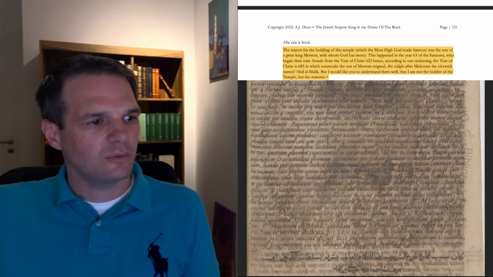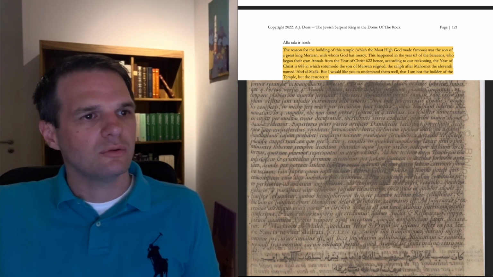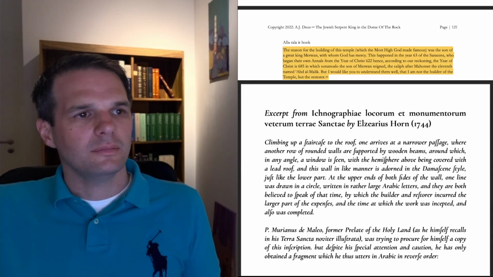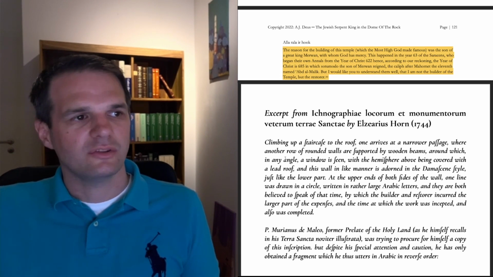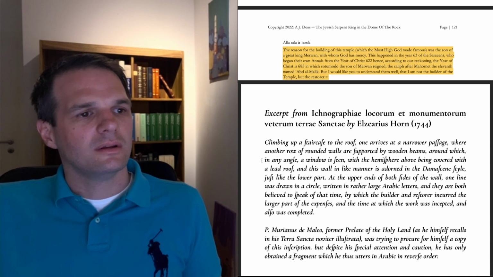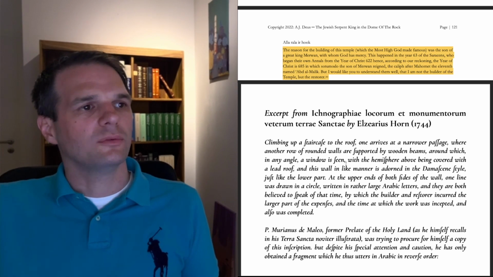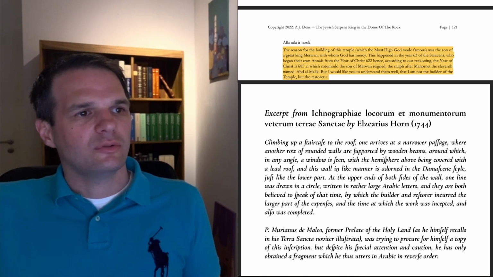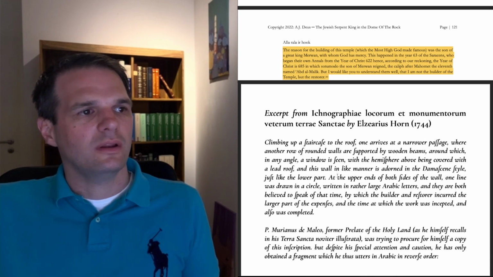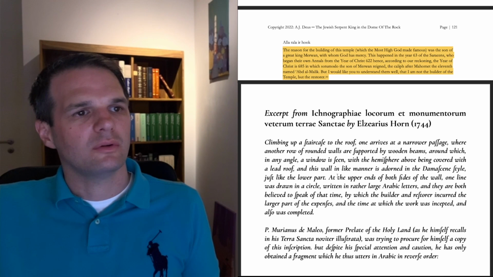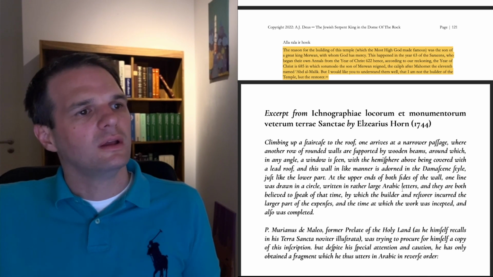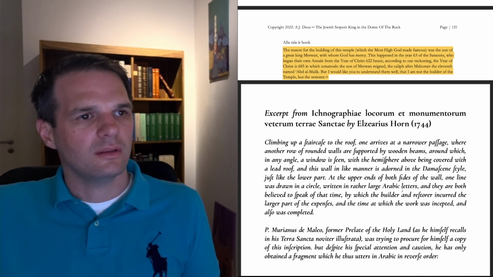So I thought, let me double check, and that's what I did. And I made my own translation here. As I said, my Latin is absolutely terrible to non-existent, so particularly the beginning of my translation is not very good. But I think it becomes clear what's being said. So, climbing up a staircase to the roof, one arrives at a narrow passage where another row of rounded walls are supported by wooden beams, around which in any angle a window is seen, with the hemisphere above being covered with a lead roof. And this wall, in like manner, is adorned in the Damascene style, just like the lower part.